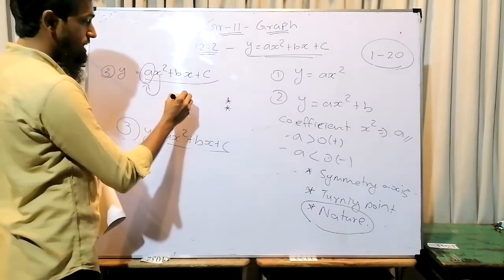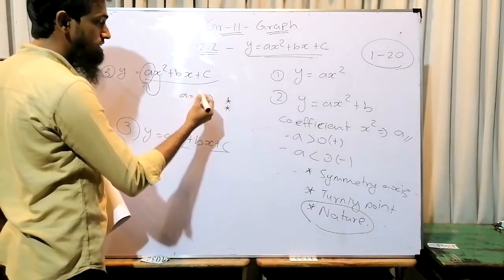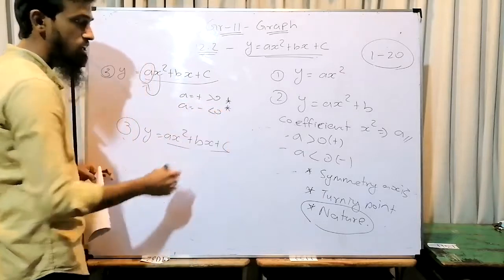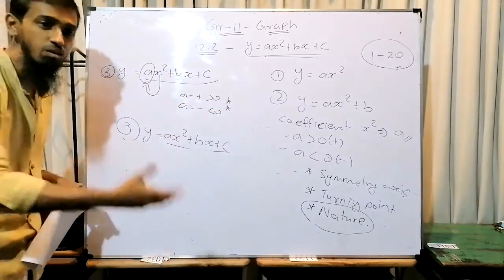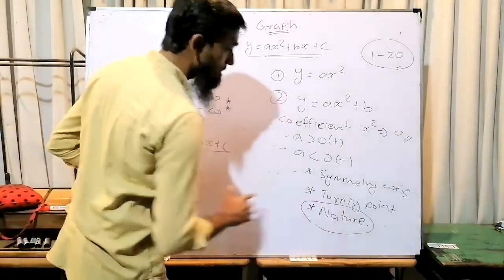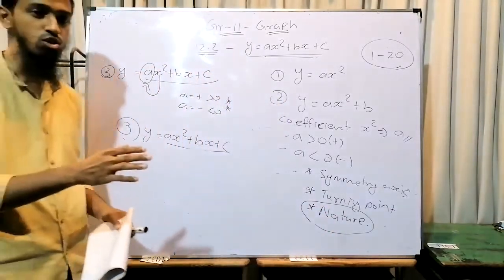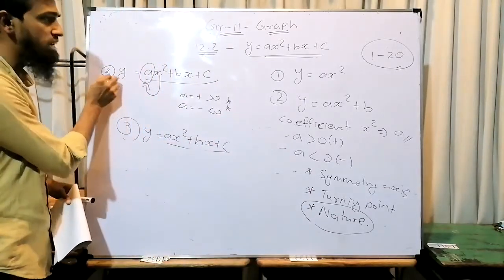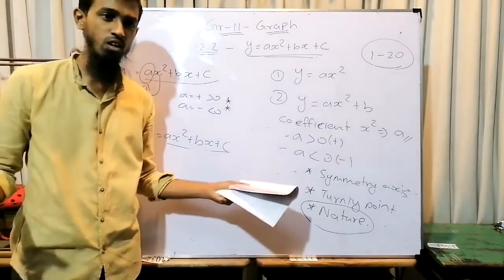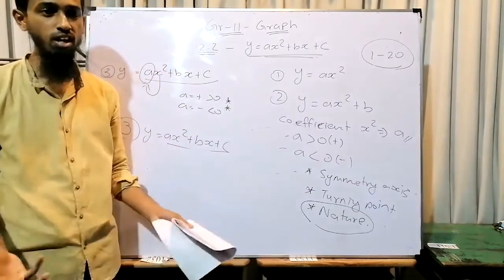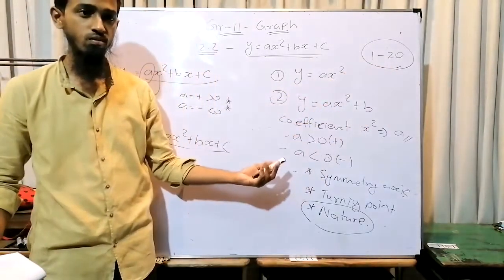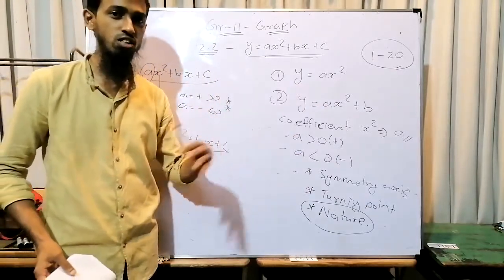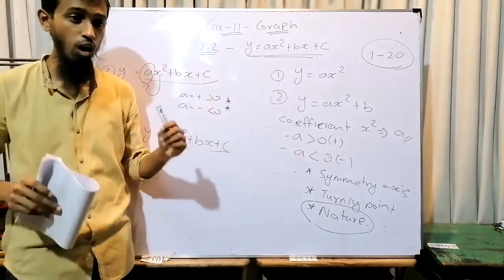If a is positive, or a is greater than 0, it's a minimum graph. If a is negative, or a is less than 0, it's a maximum graph. So only the nature of the graph we can say. For the other things, we should draw the graph. That is the major part under the third type of equation. Others are the same. If we draw the graph, using the graph you can find the answers to this 1 to 20 questions. The major part is without drawing the graph, so that part we should memorize how to find it.